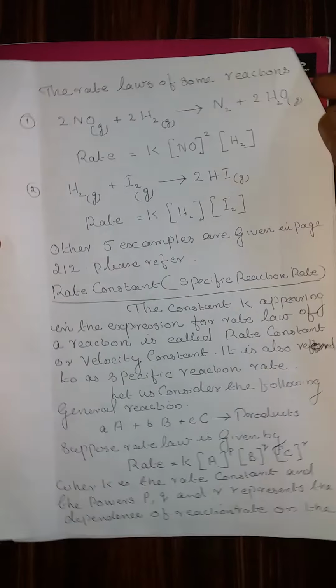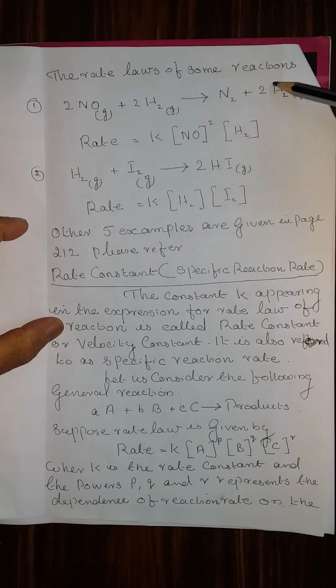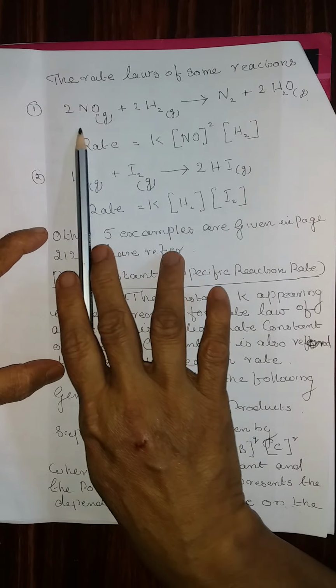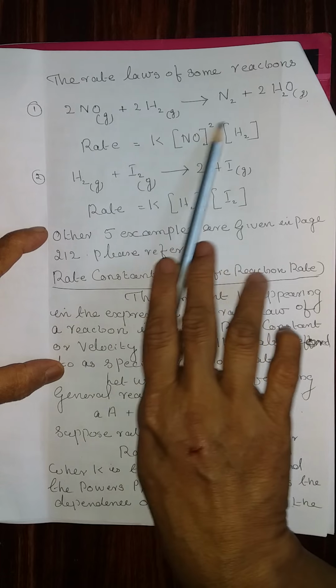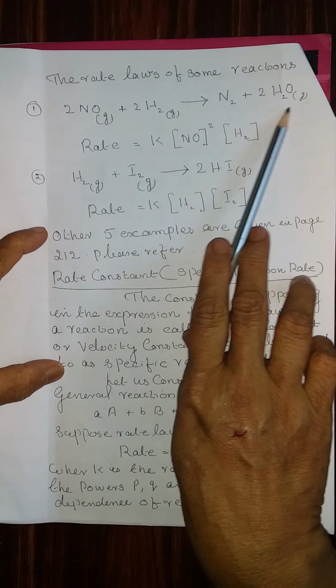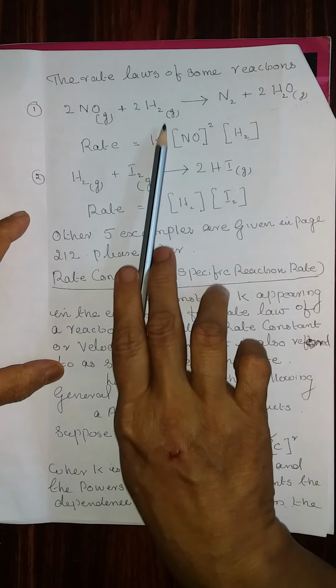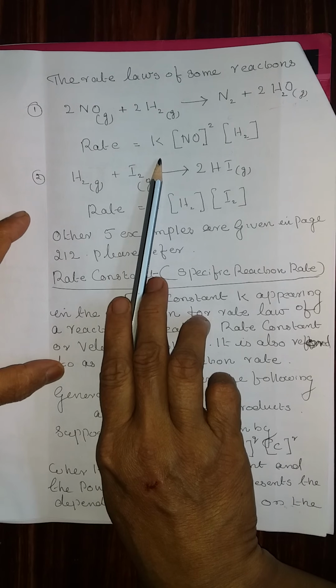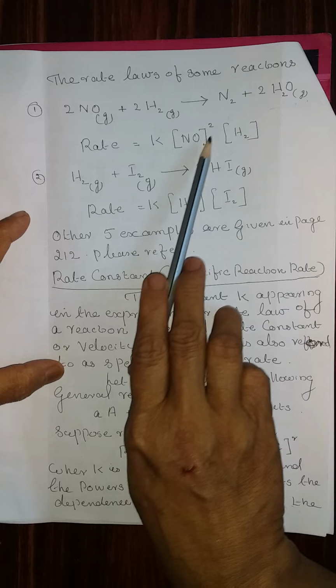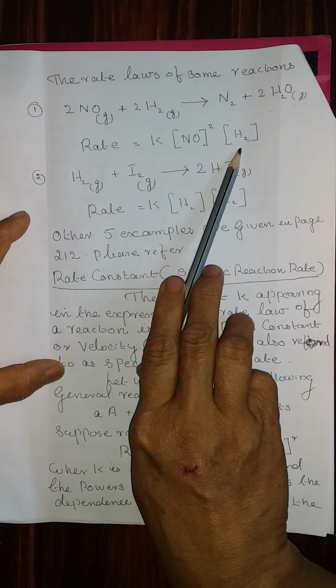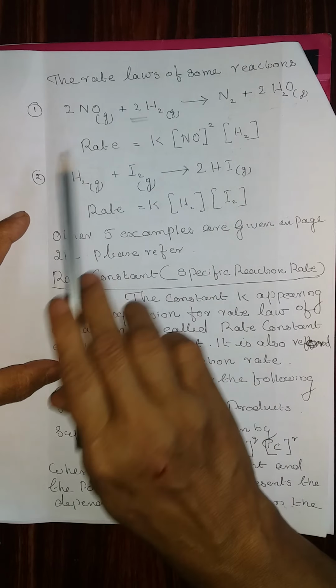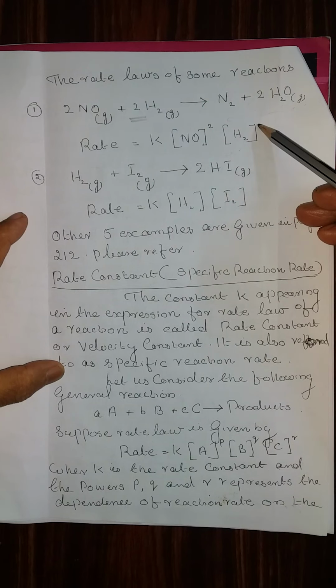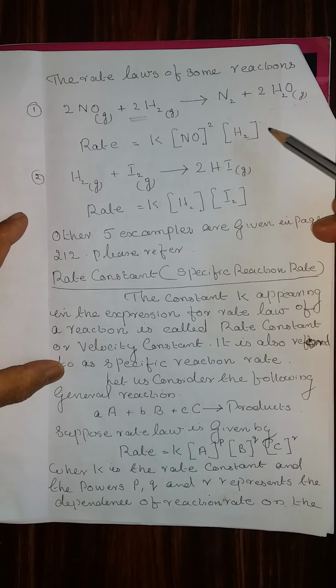Consider the rate law of some reactions, for example, 2NO + 2H2 giving N2 + 2H2O. In that, the rate is found to be equal to k[NO]^2. But for hydrogen, as in the stoichiometric factor, no power of 2 is there. It is only raised to the power 1.